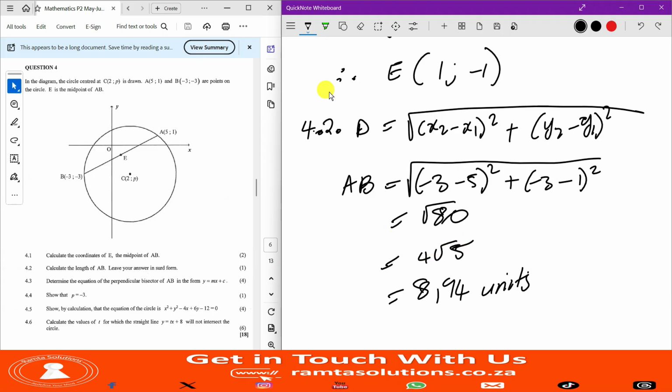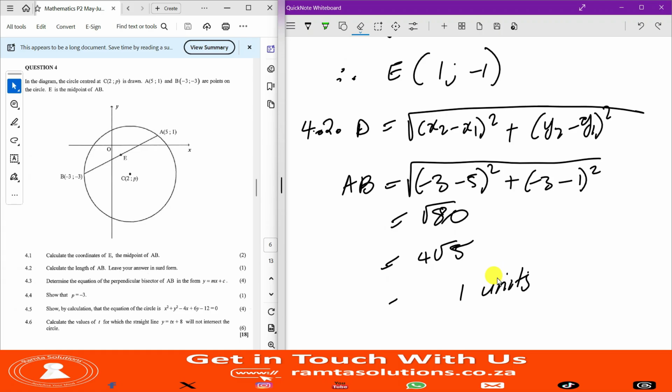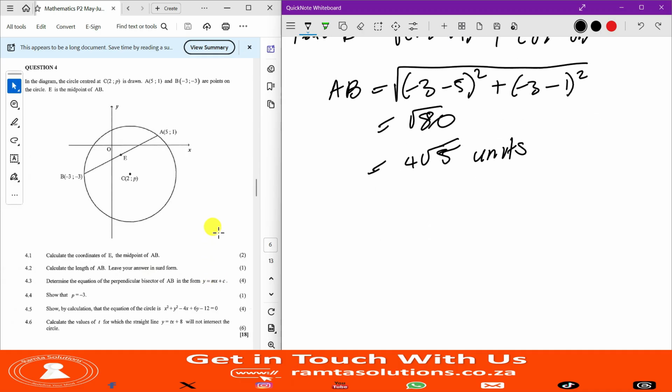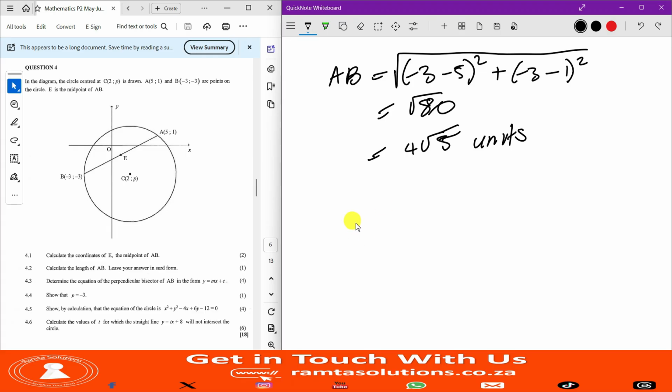Oh, they said leave your answer in surd form. So if you leave your answer in surd form, here it is. Whether you leave it at square root of 80 or 4 root 5, it's okay. Perfect. Determine the equation of the perpendicular bisector of AB in the form y equals mx plus c. I know with this one, you are somehow using a bit of Euclidean geometry.